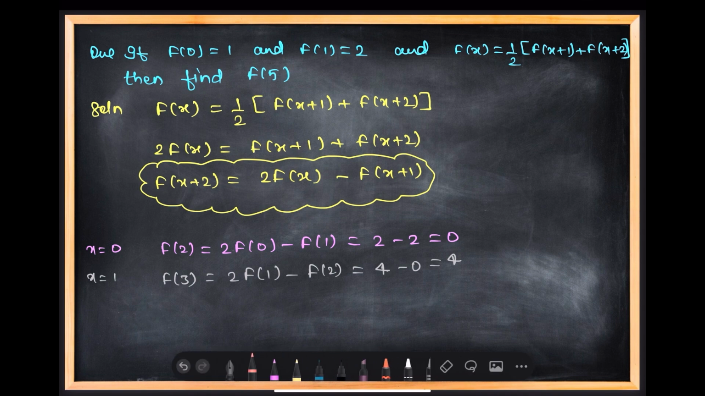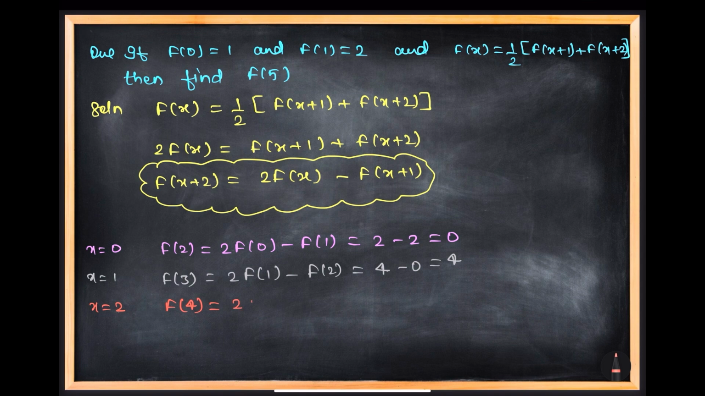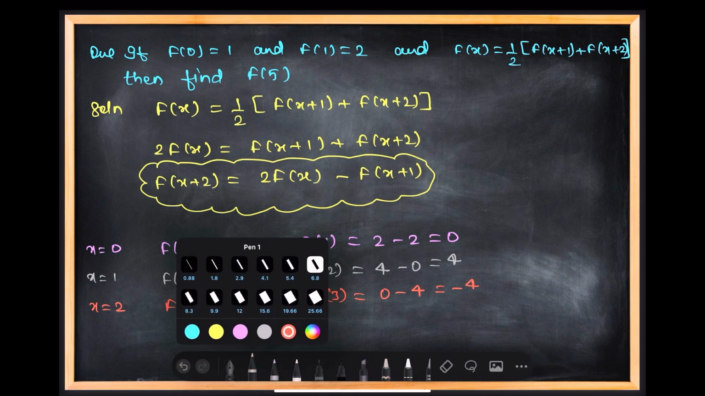Now what do we want? We want x to take 2. So our bubble, means cloud, will look like f4. So who is f4? 2 times f2 minus f of 3. So who is f2? f2 is 0. So 2 times 0 is 0, minus f3. f3 is 4. Now we got f of 4 as minus 4. Okay, I hope till this part you guys are okay.